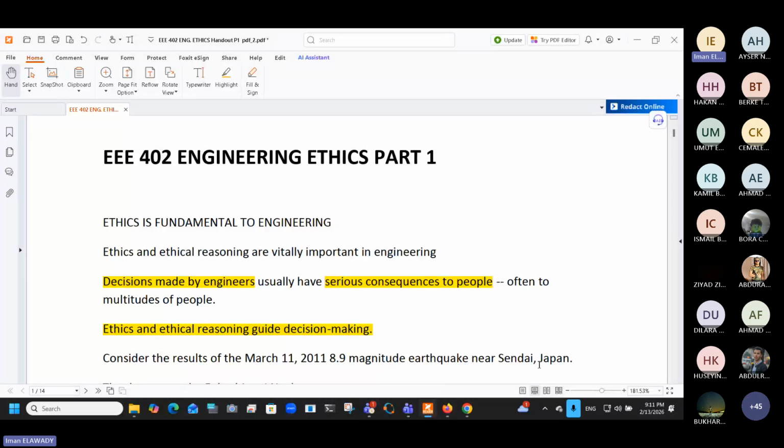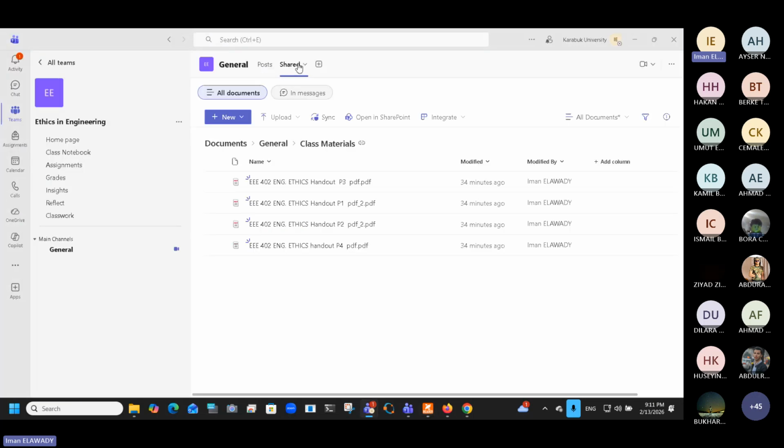So coming back to our lecture notes, as I mentioned, you can download it from the shared section. This is the whole set of parts. The first part has such kinds of definitions. The rest is different scenarios, and we are going to move to philosophers in parts 3 and 4.